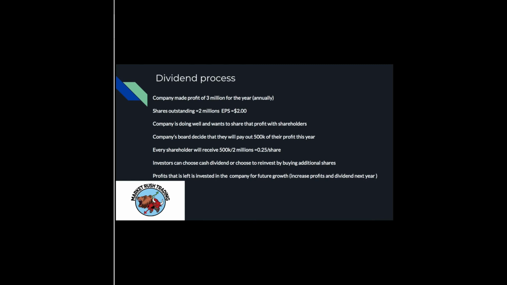Every shareholder will receive a share of that profit, which is 500K divided by the shares outstanding, which is 2 million. Then you're left with 0.25 dollars a share. Investors can choose, as we explained before, a cash dividend or choose to reinvest by buying additional shares. The profits that are left are invested in the company for future growth, in terms of increased profits or even dividends the next year.